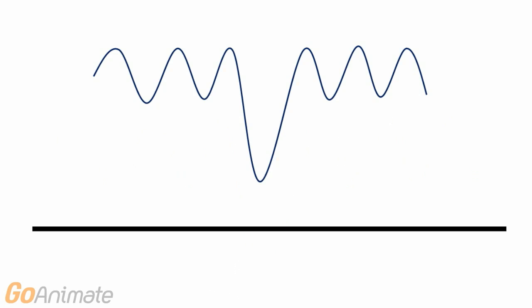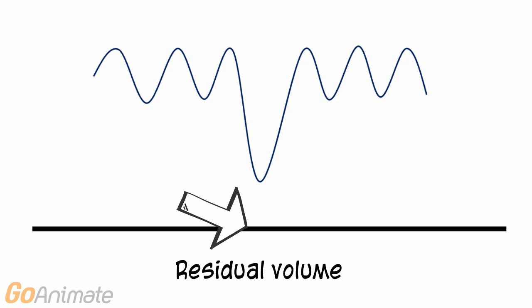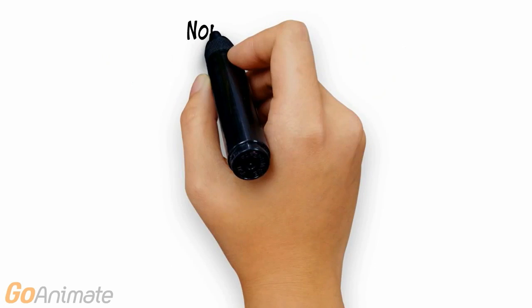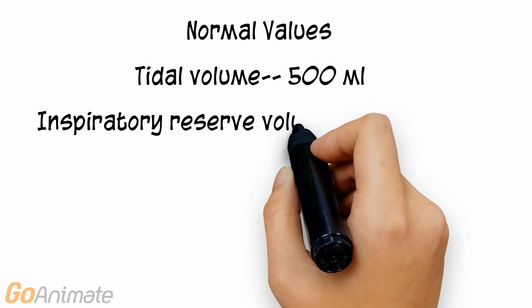No matter how hard we exhale, we cannot blow out all of the air in our lungs. The remaining air is called the residual volume. The residual volume is the amount of air remaining in the lungs after a maximal exhale. We would need to use other methods besides spirometry to measure residual volume. If we knew where this line was, we could measure residual volume from the valley of our maximal exhale to the zero line.